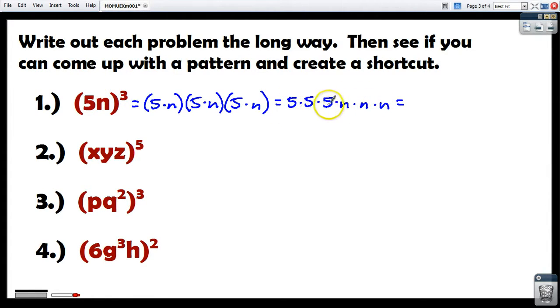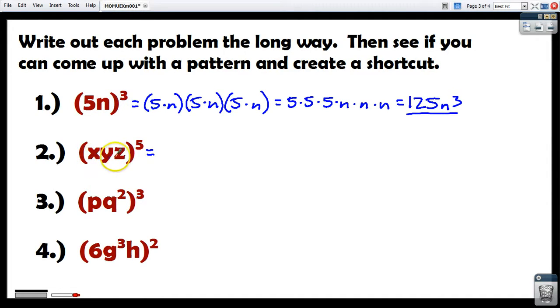5 times 5 times 5 is 5 to the third, but in this case I can figure that out. That's 125. And then n times n times n is n to the third power. And there's the simplified version of the original problem. So let's see if you can't do the same thing with the other 3. And we'll start number 2 together.